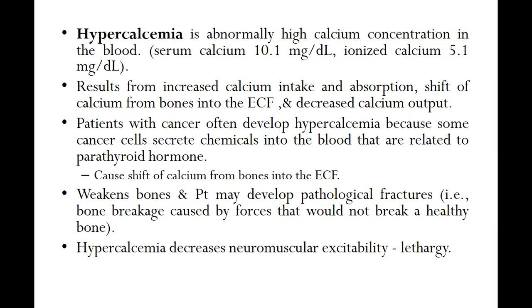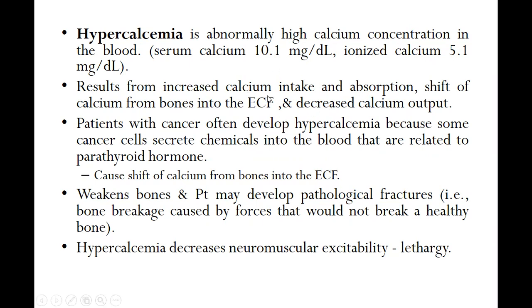So hypercalcemia is an abnormally high calcium concentration in the blood. Okay, serum levels 10.1 milligrams per deciliter or more, or ionized calcium at 5.1 milligrams per deciliter or more. Now, what causes this hypercalcemia? The levels of calcium in the blood might increase due to a number of factors.